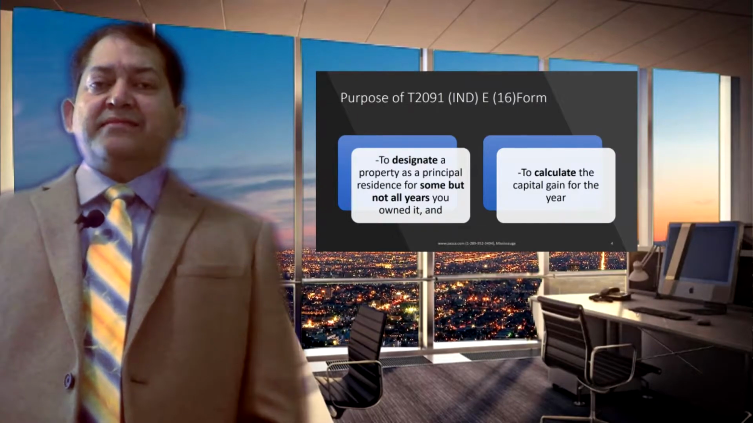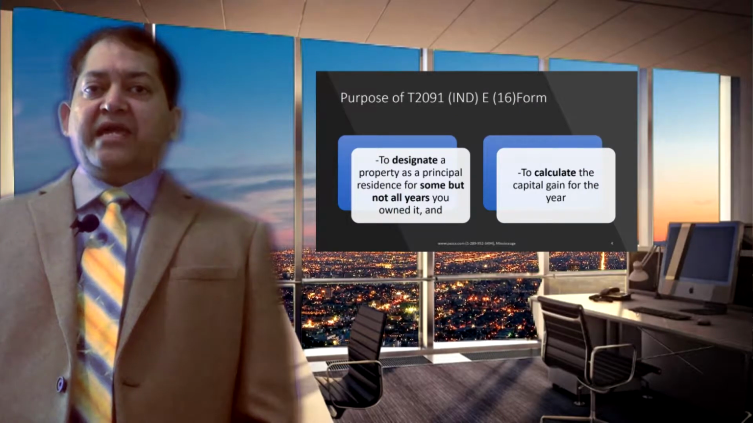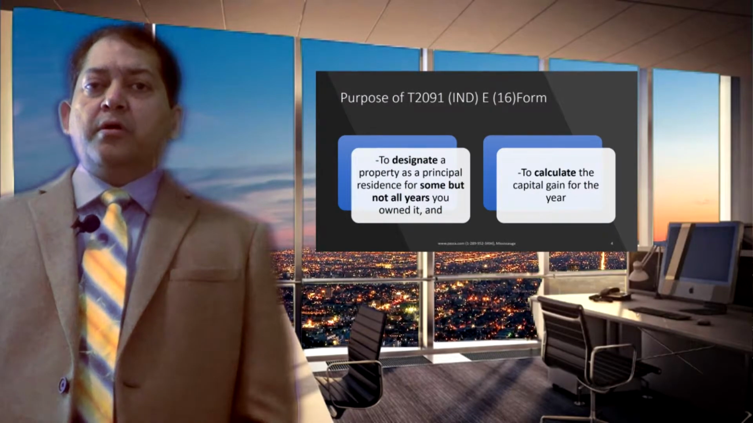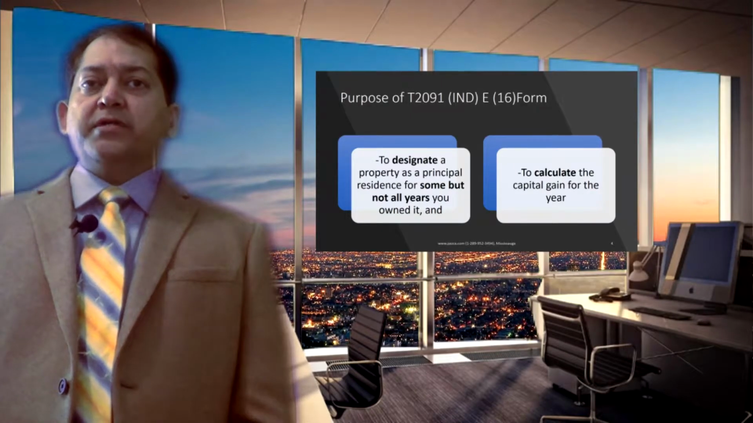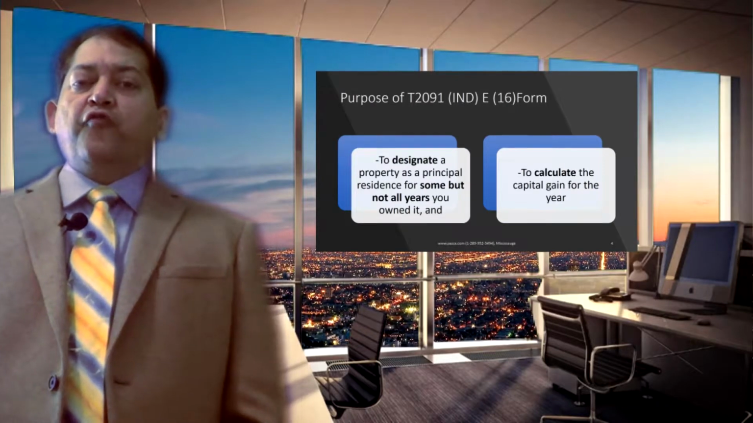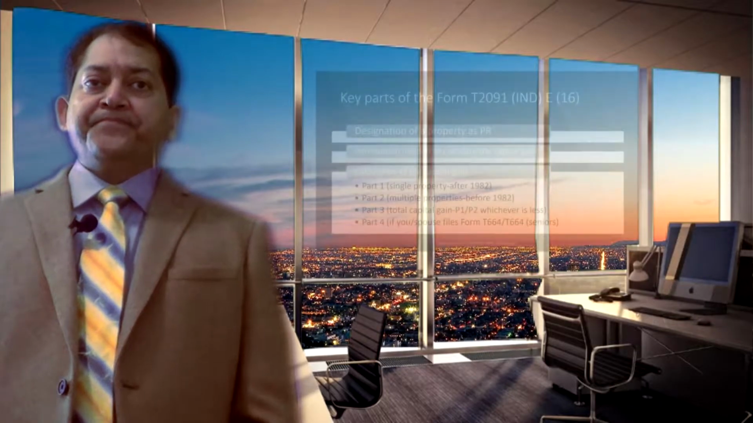It's primarily designed for two purposes. First is to designate a property as a principal residence, but there is a caveat. The caveat is that it's for some but not all years. So if you are going to designate your property as principal residence for all the years you own it, you need to disclose it in Schedule 3. Otherwise, you have to use form T2091. And the second purpose is to calculate the capital gain for the year of disposal or deemed disposal.